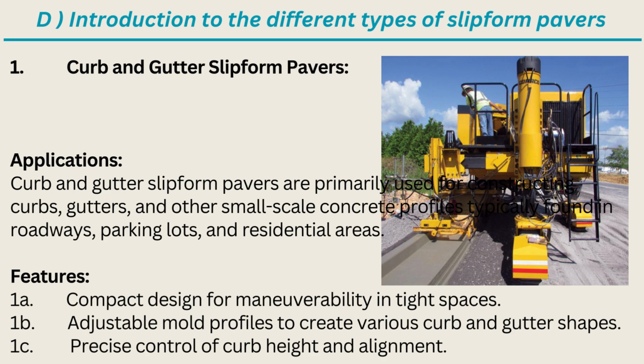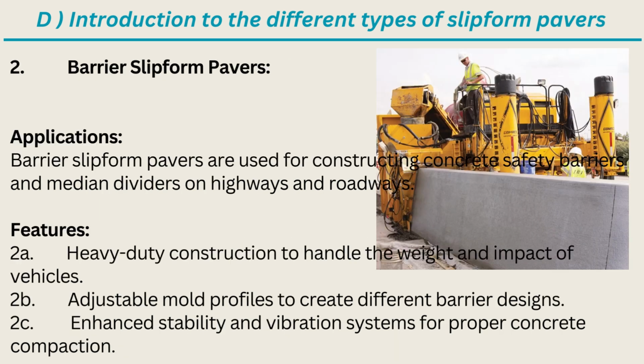Features. 1A. Compact design for maneuverability in tight spaces. 1B. Adjustable mold profiles to create various curb and gutter shapes. 1C. Precise control of curb height and alignment. 2. Barrier slipform pavers. Applications. Barrier slipform pavers are used for constructing concrete safety barriers and median dividers on highways and roadways. Features. 2A. Heavy-duty construction to handle the weight and impact of vehicles. 2B. Adjustable mold profiles to create different barrier designs. 2C. Enhanced stability and vibration systems for proper concrete compaction.